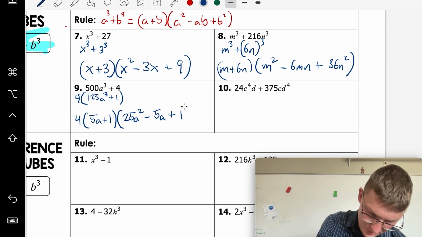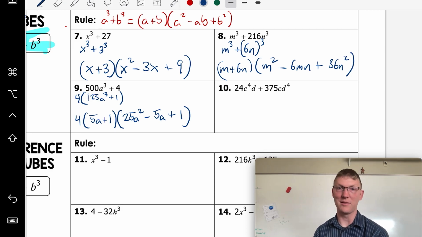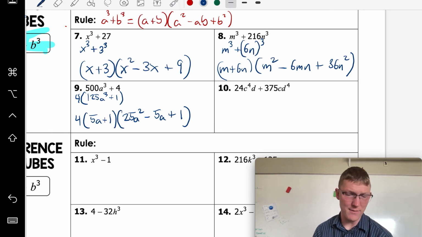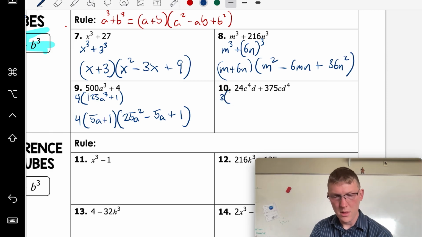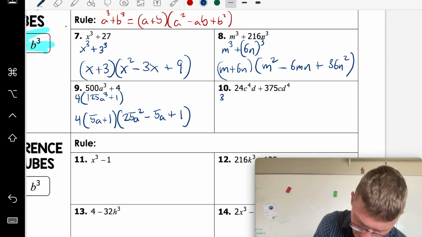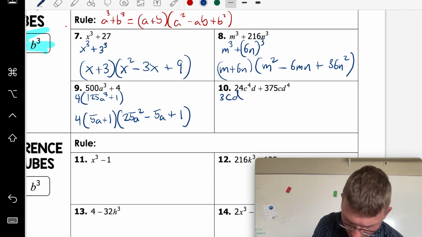Last but not least, for our sum of cubes, again, this is one of those problems where it's like, ugh, I don't even know where to start. Always start with pulling out the greatest common factor, and then it might start to make sense after that. So 24 is divisible by 3. 375 is also divisible by 3. So we can pull a 3 out. They both have a C, and they both have a D. So we're going to pull all of that out.